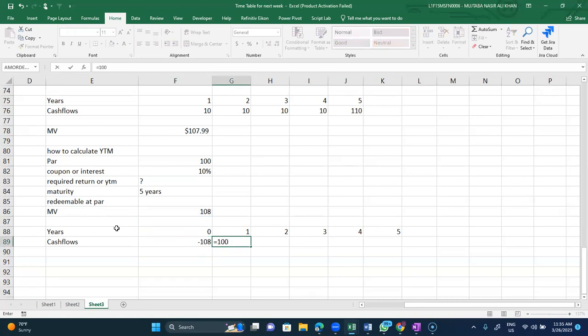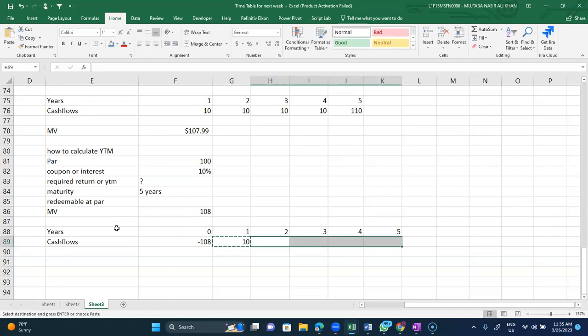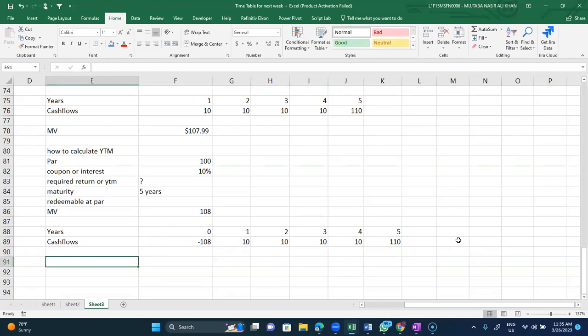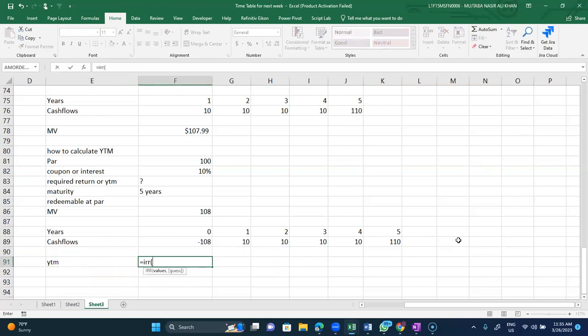Interest is 100 into the interest rate each year. And in the last year, you will receive the par value, right? So now calculate the YTM. You can use the IRR formula to calculate the YTM. It comes to 8%. Use the IRR formula to calculate the YTM.